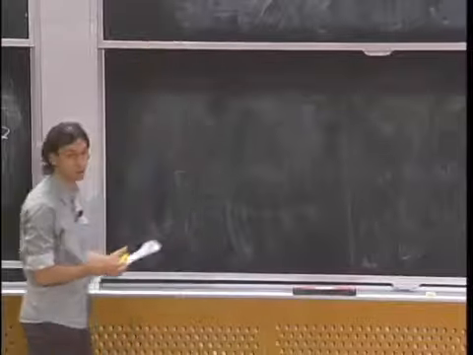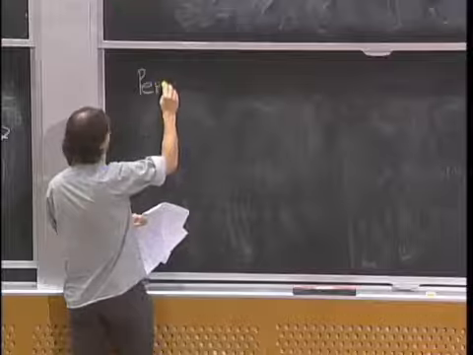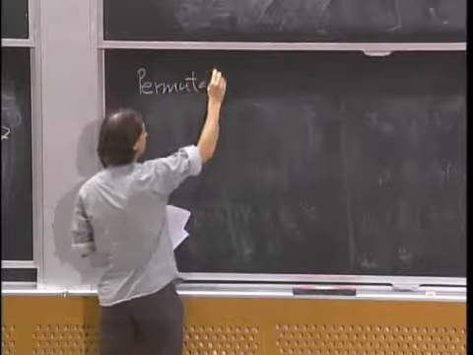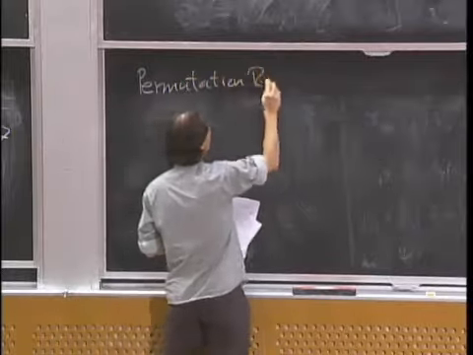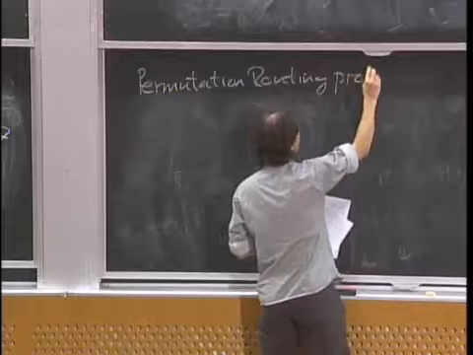So a permutation can be used to formulate the permutation routing problem. And the permutation routing problem is defined like this.